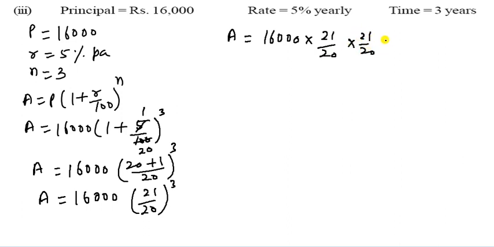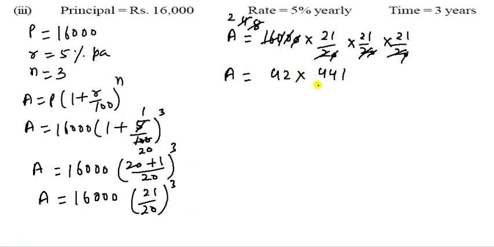16,000 into 21 upon 20 into 21 upon 20 into 21 upon 20. So 1 0, 2 0, 3 0 will be cancelled from this 3 0. So 2 1 ja 2, 2 8 ja 16. So 2 1 ja 2, 2 4 ja 8. So 2 1 ja 2 and 2 2 ja 4. So amount will be equal to multiply this 2 2 ja 4 and 2 1 ja 2, and it is your 441. So let us do the multiplication.